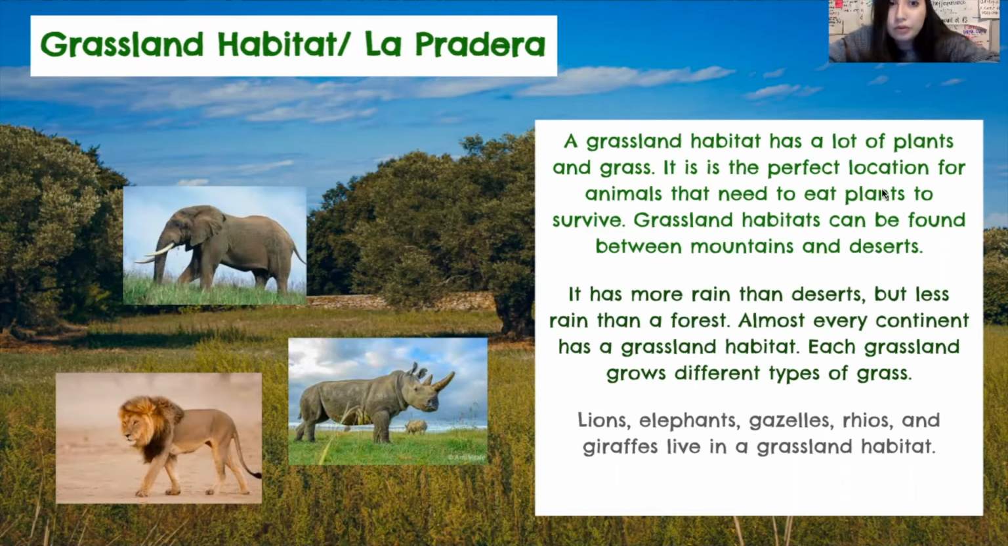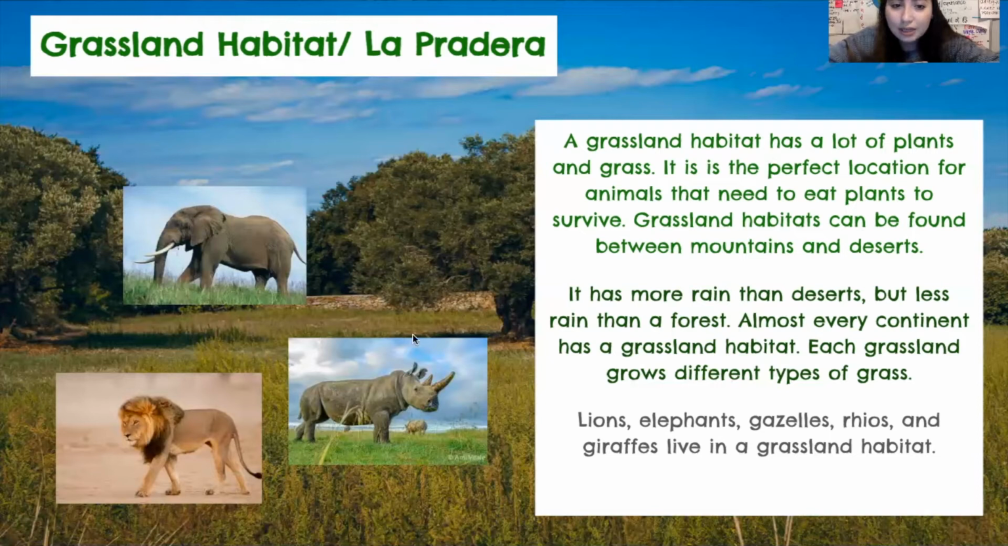So before we move on, let's look at the different animals that live in a grassland habitat. I see here an elephant. An elephant lives in a grassland habitat. And a lion lives in a grassland habitat, and lions are very special. They live in a grassland habitat in Africa, and that's what we call the savanna. But the savanna is a type of grassland habitat.